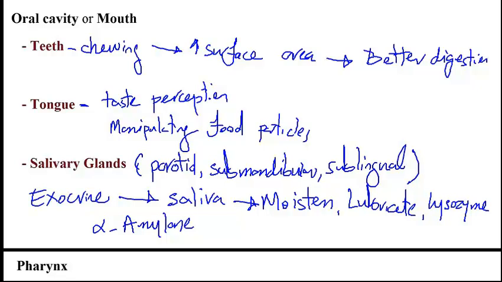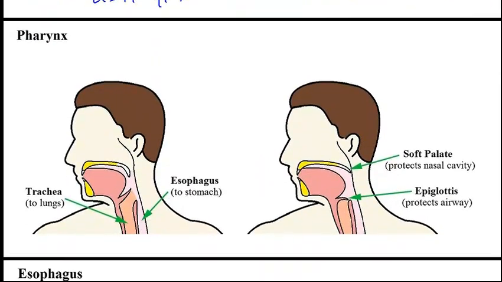Now the next structure that we have is the pharynx, which allows movement of food into the esophagus. So from the oral cavity, with the help of the pharynx, which covers all this area right here, food is able to move to the esophagus.